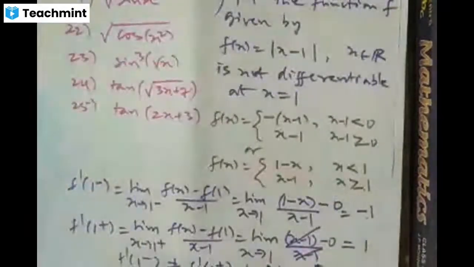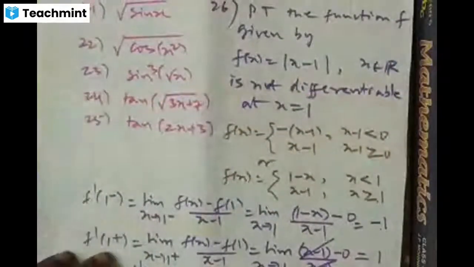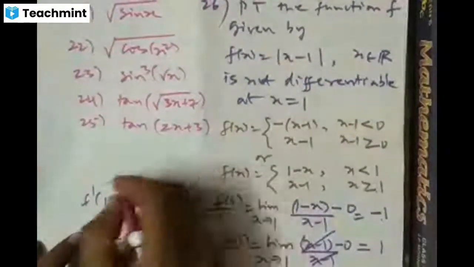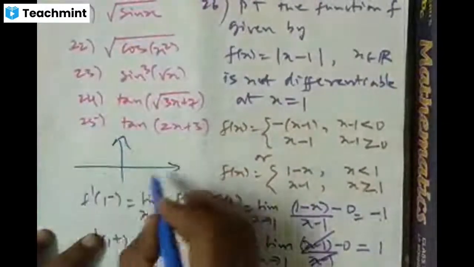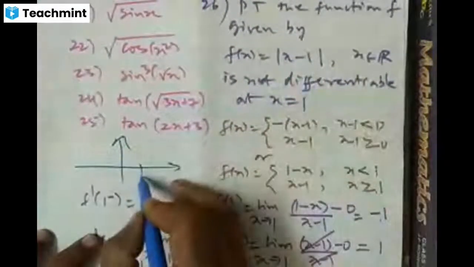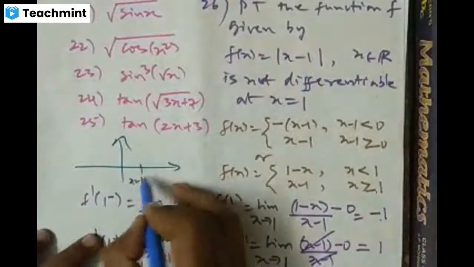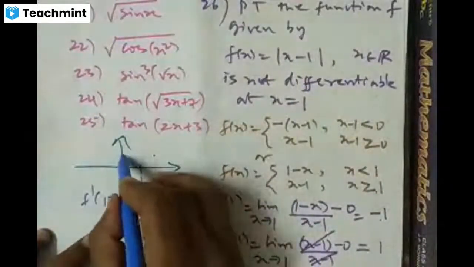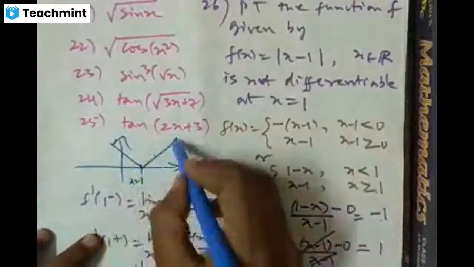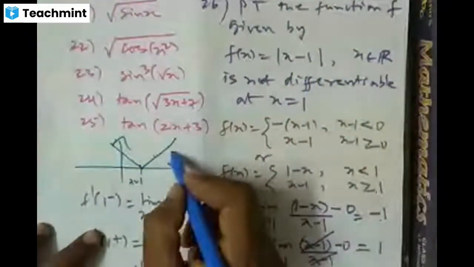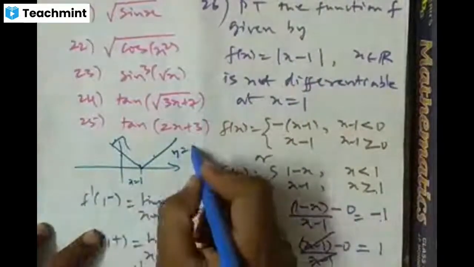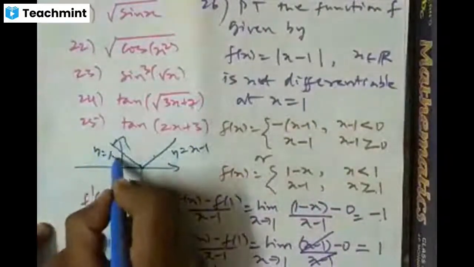One more thing, how do you solve this problem when it comes in a competitive examination like CET? See, first draw the graph of the function. See the graph of the function. When x is 1, the value of y is 0, right? When x is 2, it is 1, when x is 0, it is 1. So this is the graph of the function y is equal to modulus of x minus 1. This part is actually y is equal to x minus 1. This part is y is equal to 1 minus x.